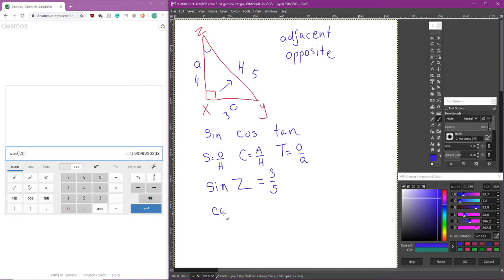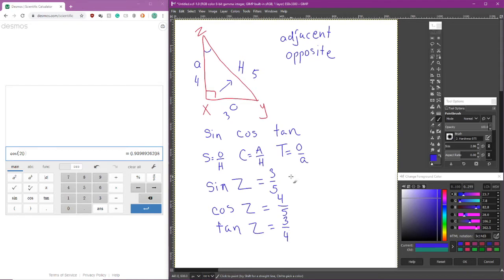Say we wanted to do cosine of Z. We look back here at our little key. From SOHCAHTOA, we know that C needs A's and H's. So A over H would be 4 over 5. And lastly, if we wanted to find the tan of Z, we look at our key, we need T, and that needs an O on the top and an A on the bottom. O is 3, and A is 4. So it would be 3 over 4.